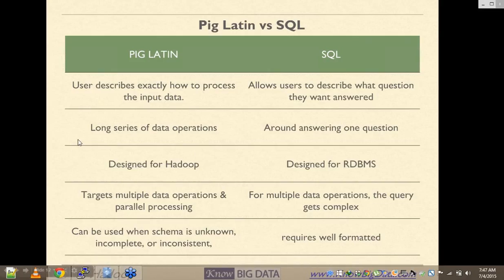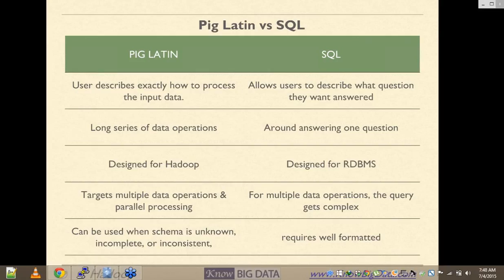In Pig you can have a long series of data operations, whereas in SQL you just fire one query. However, if you want your SQL to have multiple queries, then you will have to use something called views in SQL, which becomes very complex. Right? Also, Pig is designed for Hadoop. Pig was designed for distributed systems, and SQL is not designed for distributed systems. It is designed for relational database systems, right?